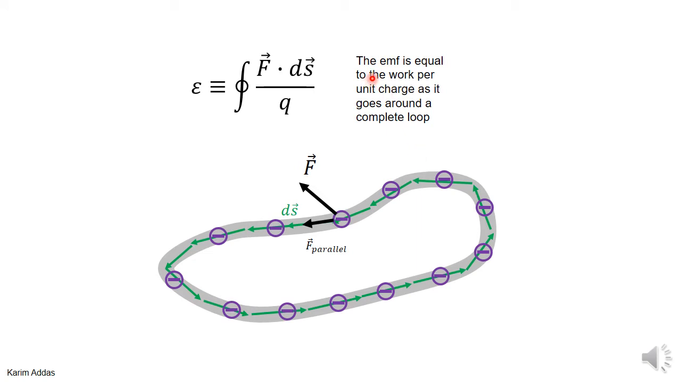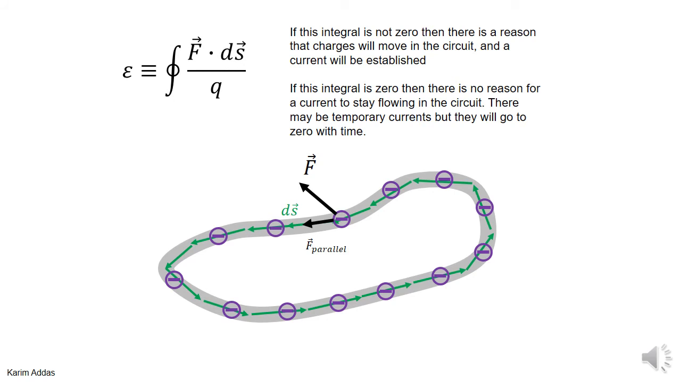So as we said, the EMF is equal to the work per unit charge as it goes around the complete loop. So if this integral is non-zero, then there's a reason that the charges will move in the circuit and you'll have a current established in the circuit. If this integral is zero, then there's no reason for a current to stay flowing in a circuit. There may be some temporary currents, but they will always die out with time.